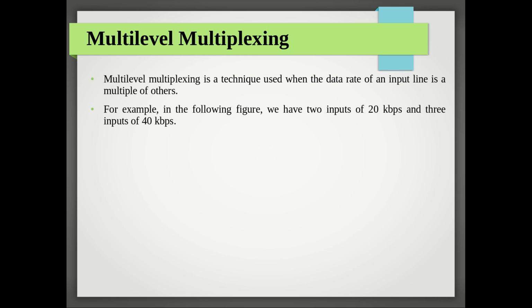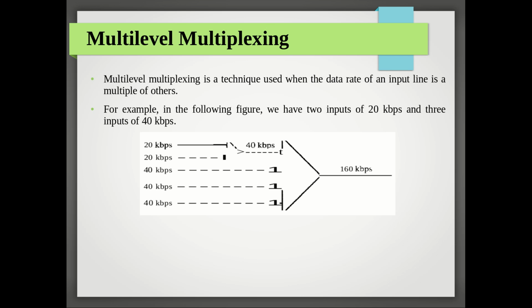In the figure which I have taken from the textbook, we have two inputs of 20 kilobits per second and three inputs of 40 kilobits per second. So here you can see that in total we have five input sources. From all five we are trying to multiplex the information together, but the inputs are of different data rates, right? Out of the five, the first two have a data rate of 20 kilobits per second, and the remaining three have a data rate of 40 kilobits per second. Now you can see that 40 is a multiple of 20.